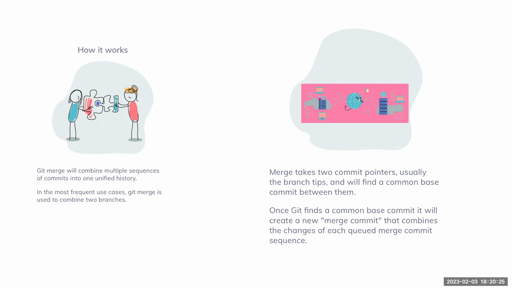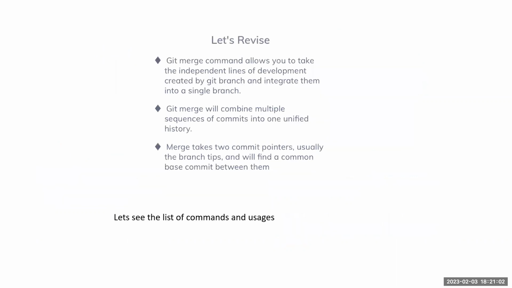Merge takes two commit pointers, usually the branch tips, and will find a common base commit between them. Once git finds a common base commit, it will create a new merge commit that combines the changes of each queued merge commit sequence. So I'll show you what exactly this is like when multiple people are committing. When we have multiple commits, in future I'll show you what exactly this is. For now, just get that understanding of the theory.